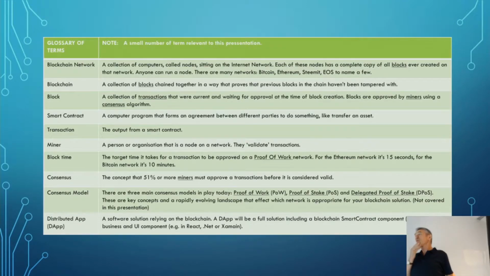I quickly want to go through a bunch of terms because you need to understand these terms. I have a glossary of terms paper which has 10 times as many as this, but these are the ones that are relevant for today's presentation. So firstly, what is a blockchain network? A blockchain network is a bunch of computers sitting on the internet that talk to each other. The blockchain, and they run a node, which we'll come to in a moment.